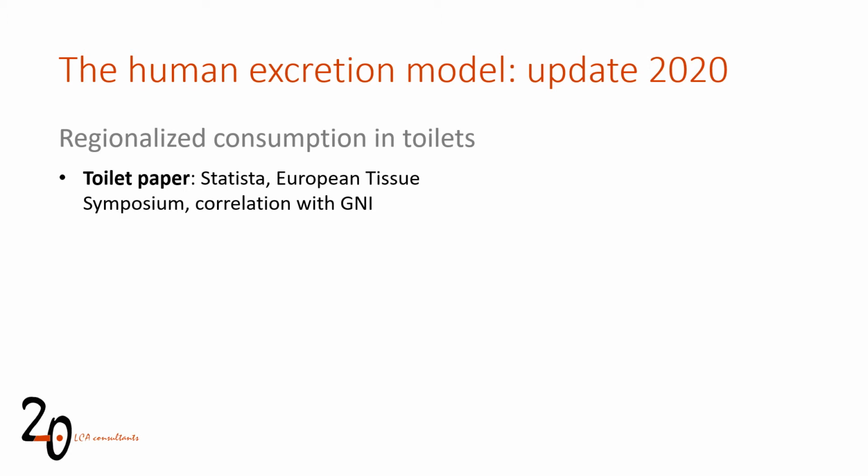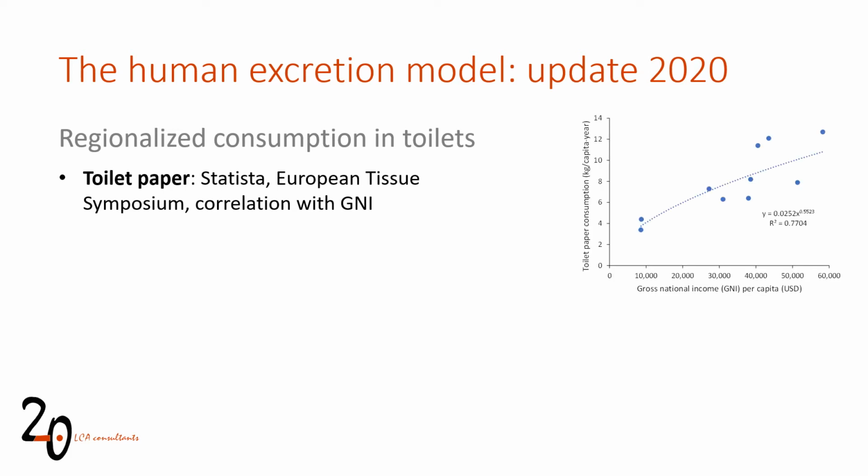And now we will describe how we have gone about regionalizing or making all these country specific estimates. For toilet paper, we have been able to collect statistics on toilet paper consumption per capita, and in those cases where we didn't find figures, what we have done is to estimate this by means of a correlation between toilet paper consumption and gross national income per capita for a few countries.